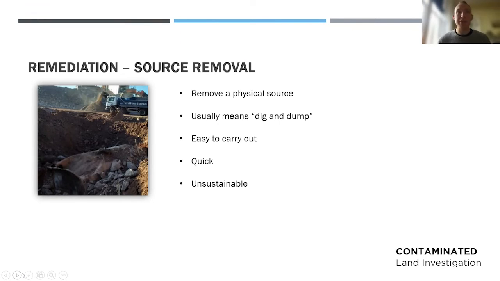with on-site methods. It's easy for contractors to do and the results are immediate, but it's not sustainable. So for example, to dig out the contamination around the fuel tank in this picture, that took 40 lorries driving 160 miles each and 2 excavators to carry out that work. And it all went to landfill.